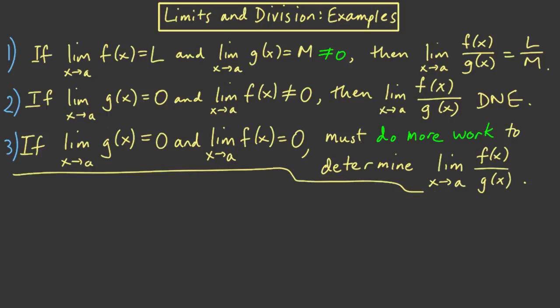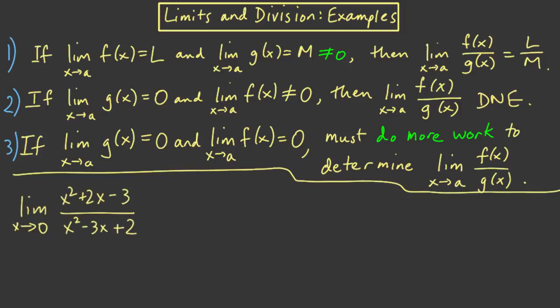Let's do some examples. So we'll start with this one. We've got the limit as x approaches 0 of this quotient. And then what's the denominator doing? If we just look at the limit of the denominator, well, that's a polynomial, so it's continuous, which means as x approaches 0, the limit of this denominator is just what we get when we plug in 0, and that's 2.